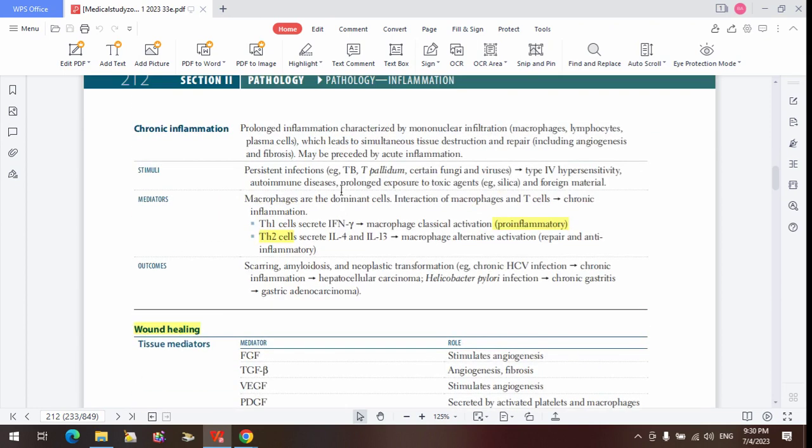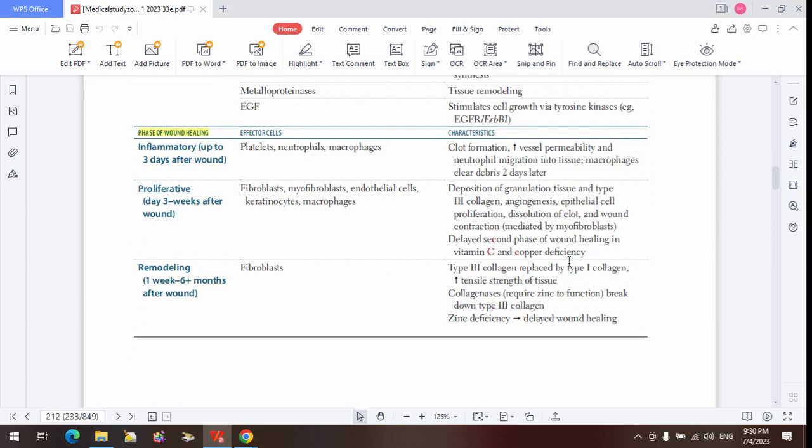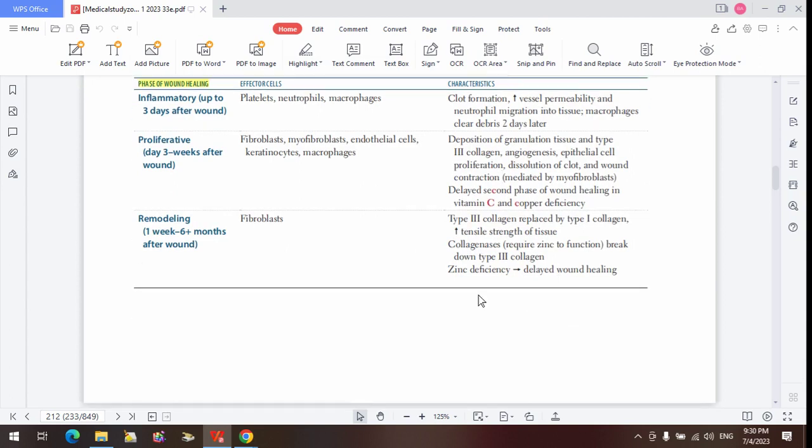Oh yeah, okay. You remember when we were talking about macrophage activation? Yes, it's part of repair. Right. Yeah. Okay, thanks.